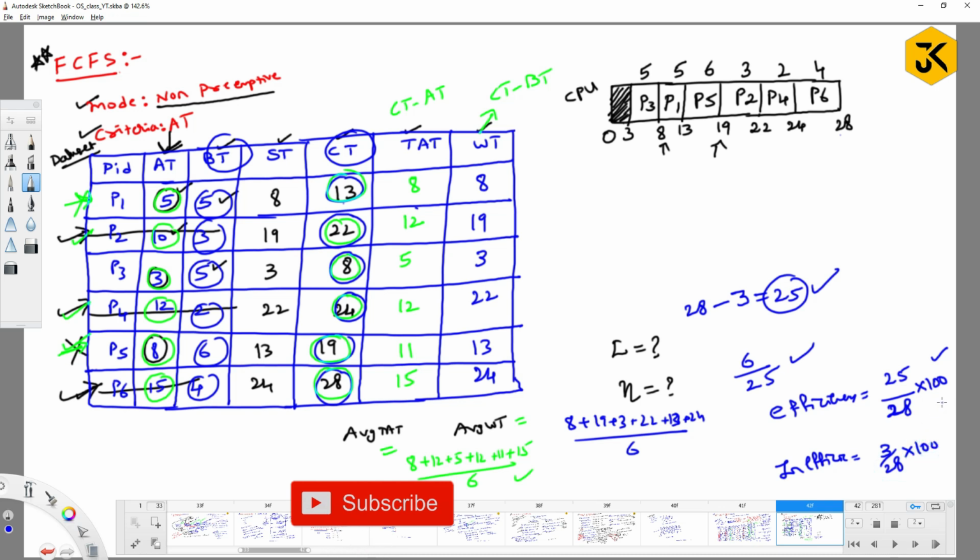Okay. So like that you can get various kinds of questions. You can solve them clearly once you understand everything clearly.